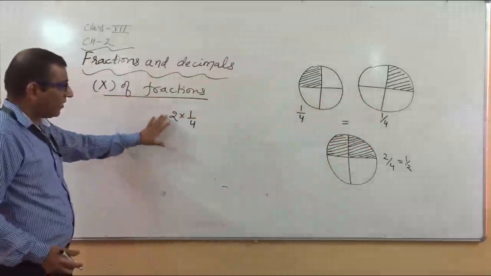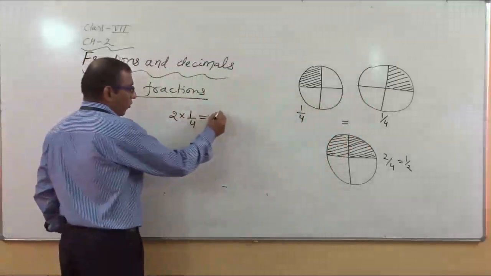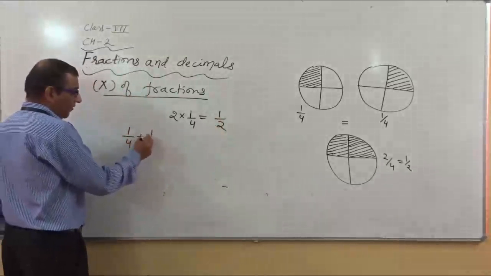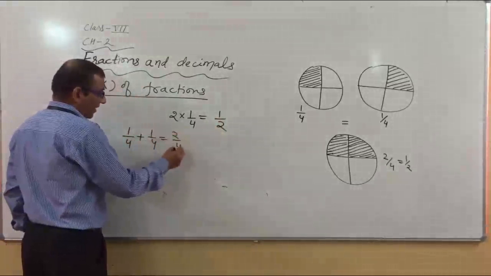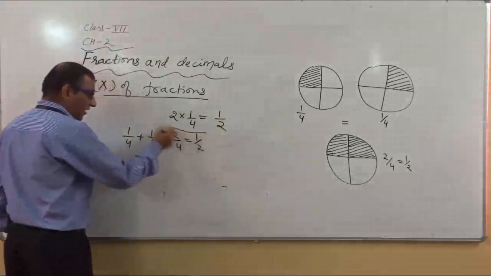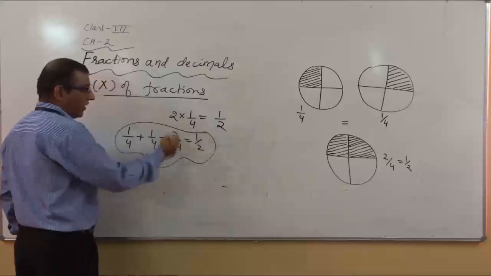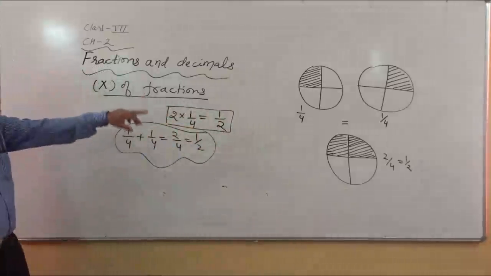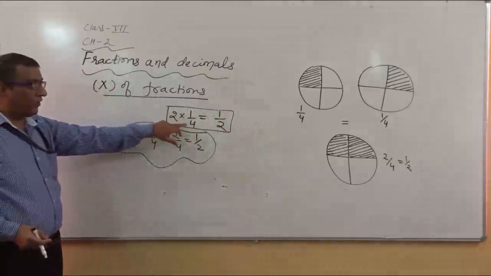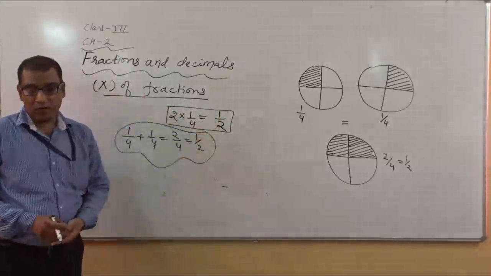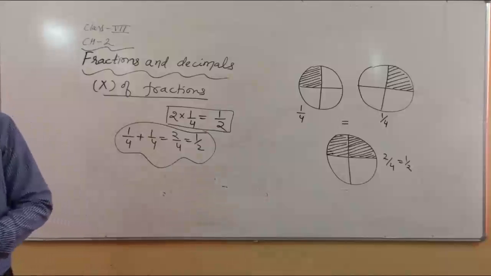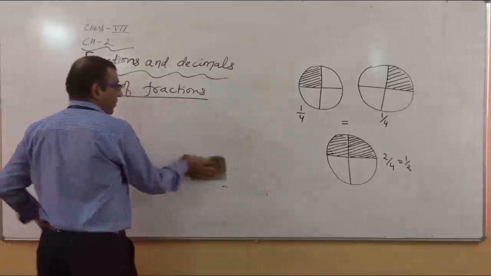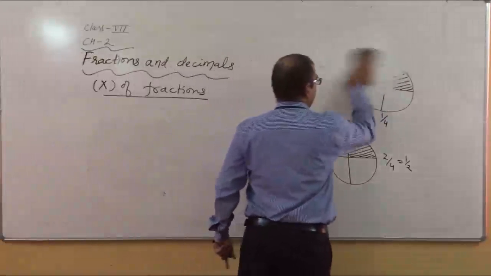So if we multiply 2 into 1 upon 4 and solve it, we will get 1 upon 2. And if we add 1 upon 4 plus 1 upon 4, again we will get 1 upon 2. So this is the concept of addition, and as you know very well, multiplication is also related with addition. So the same example, 2 into 1 upon 4, we get 1 upon 2. I am taking one more example so that this concept will be more clear to all of you.